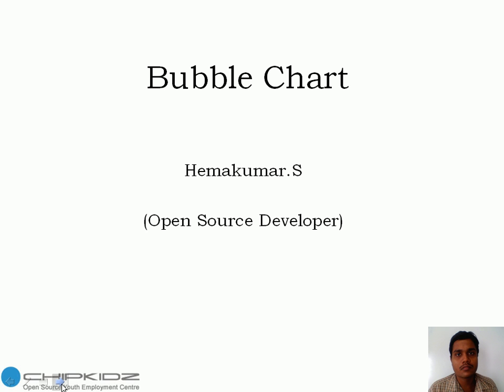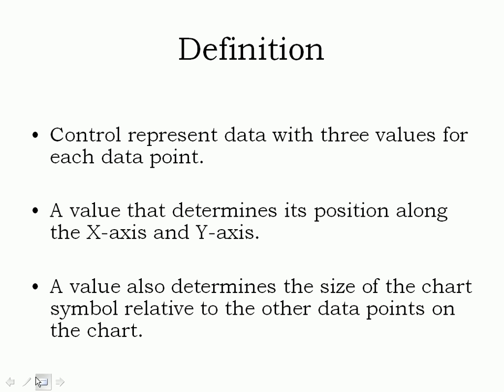Now I'm going to talk about the bubble chart, which always represents data with three values for each data point. It has values that determine its position along the x-axis and y-axis, and this also determines the size of the chart symbol relative to the other data points on the chart.